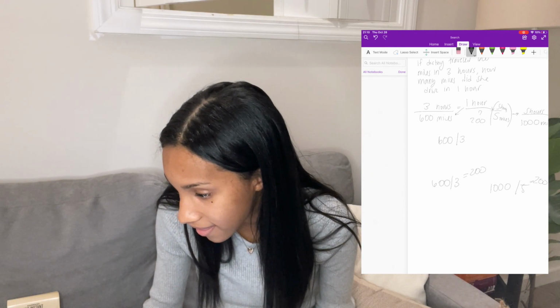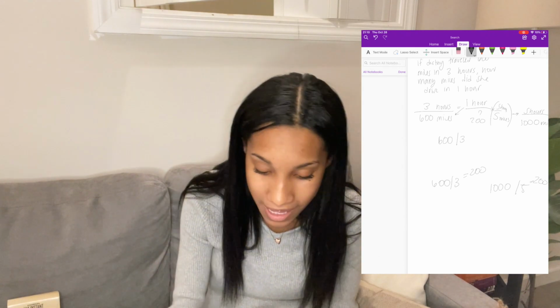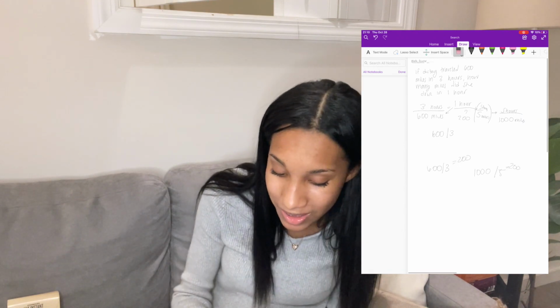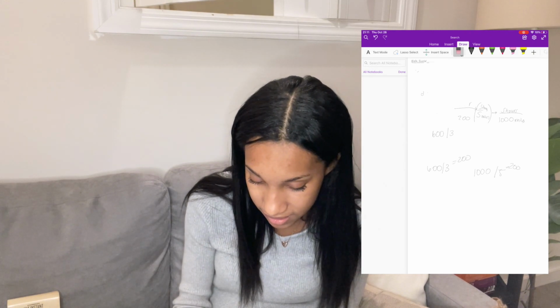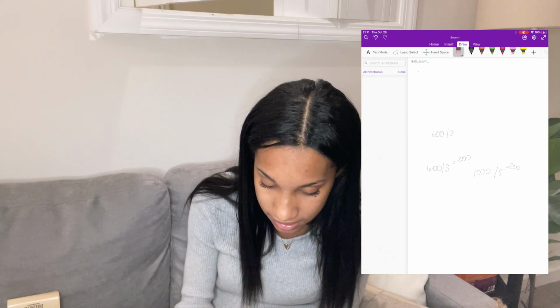Okay, so we did that. Multiplying polynomials is my absolute favorite. I love doing that. It's so much fun. Let me erase this really quick.